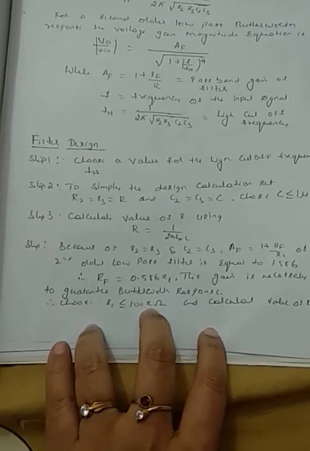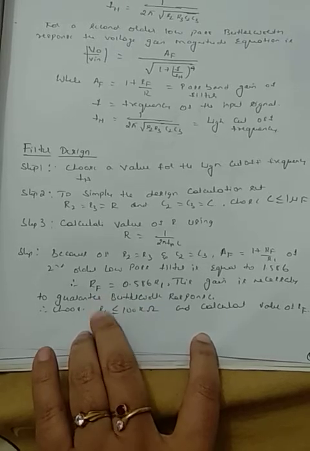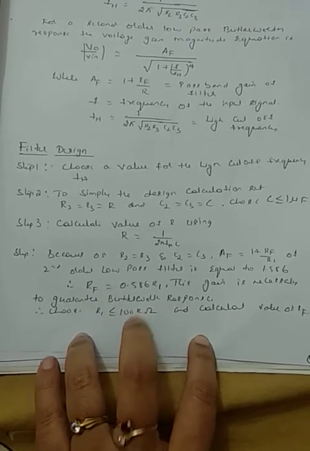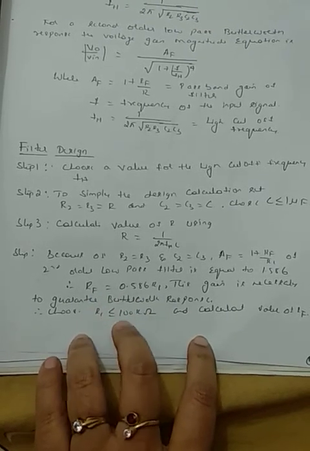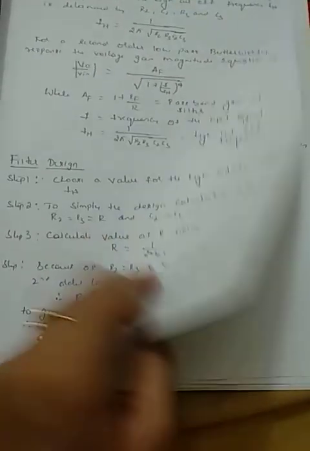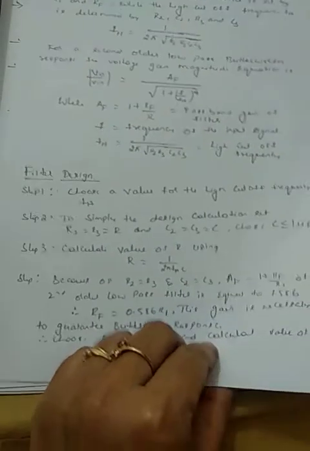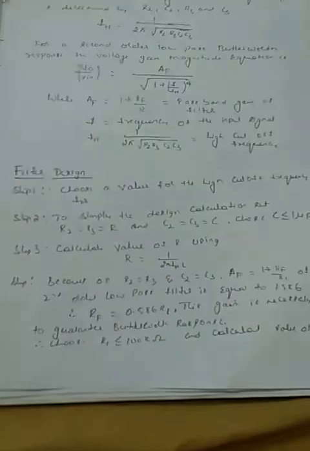When they ask in a problem to design, we have to keep in mind that R1 should be less than 100 kilo ohm. So this is the filter design of the second order Butterworth filter.